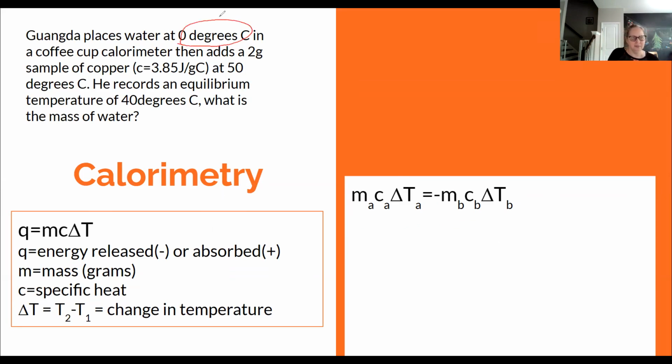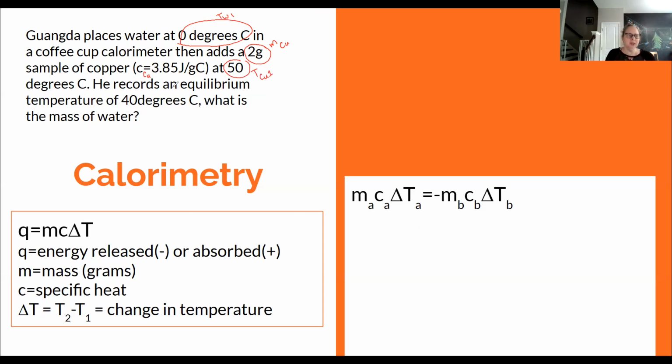Okay, that's the temperature of our water at the start. So lots of different information there. In a coffee cup calorimeter, he adds 2 grams, that's the mass of our metal, in this case copper. And copper's specific heat, remember lowercase c is specific heat, is 3.85 joules per gram degrees C at 50 degrees C. That is the temperature of our copper to start. So 1 being the starting condition.